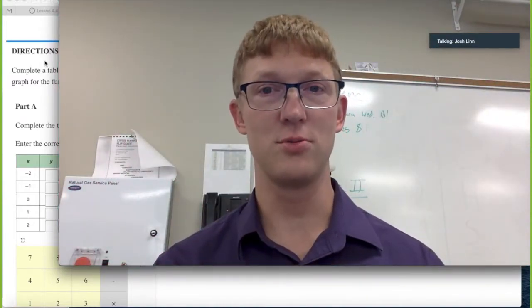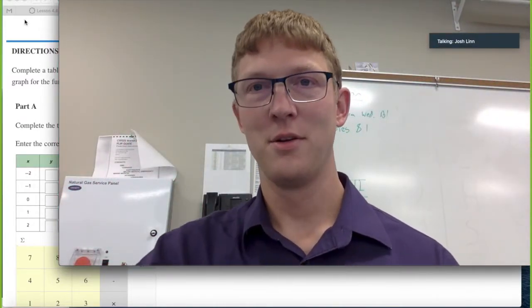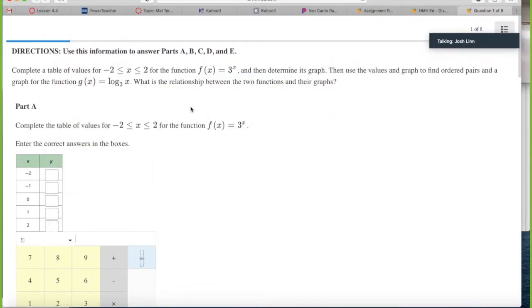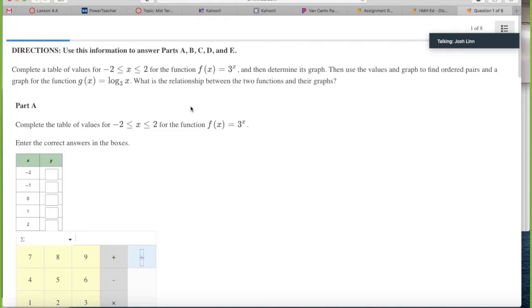Let's do some logarithms. So this is the check on learning section, 9.1. Yeah, that's it. I knew that. I was just testing you.